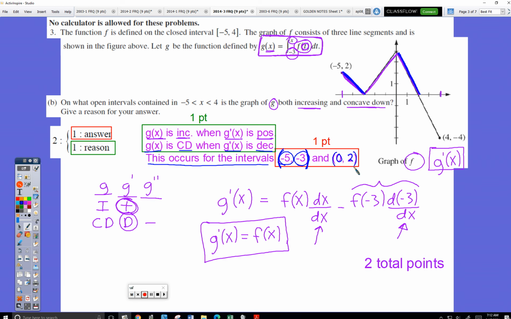Okay, so you get 1 point for the correct wording. There's other ways to write it, but that's a really good way to write it. You get 1 point if you have the correct interval. If you only have one of the two intervals, you do not get the point. You must have both intervals. 2 total points.